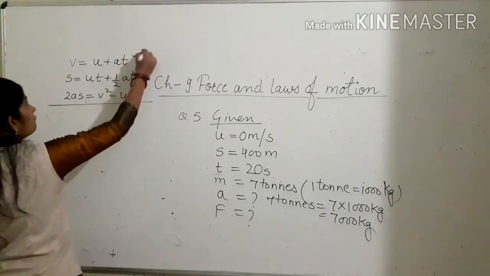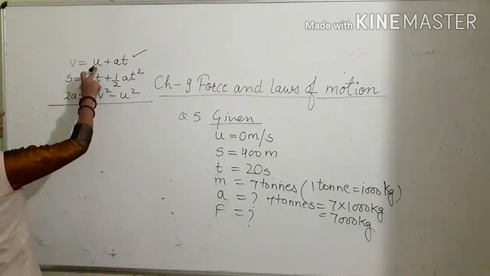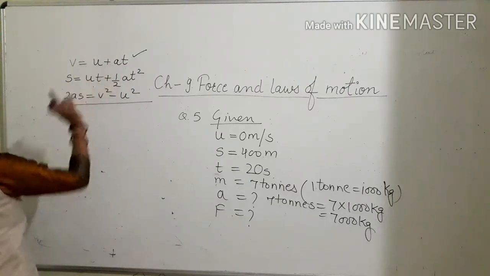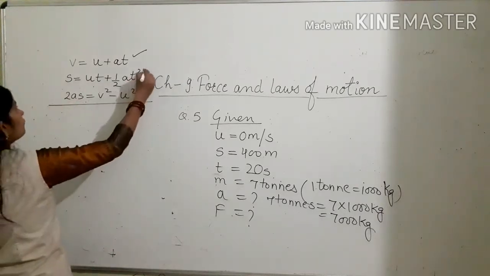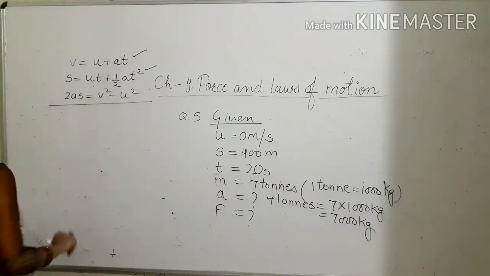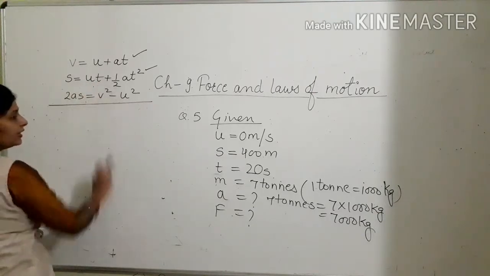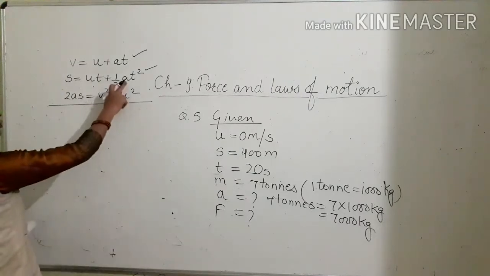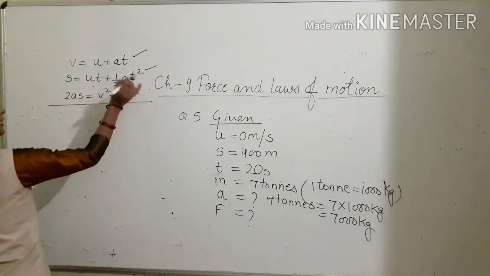Can we apply the first equation of motion? No. Why? Because we have u, we have t, but we don't have v. So without v we cannot find a by the first equation of motion. Now can we apply the second equation of motion? s is equal to ut plus half at square. For applying this equation, we need s, u, t. S, u, t, all are given. So we can use the second equation of motion in order to find a.